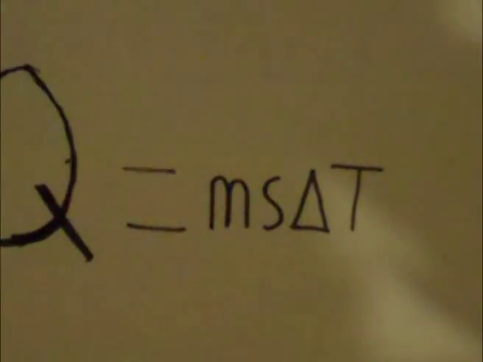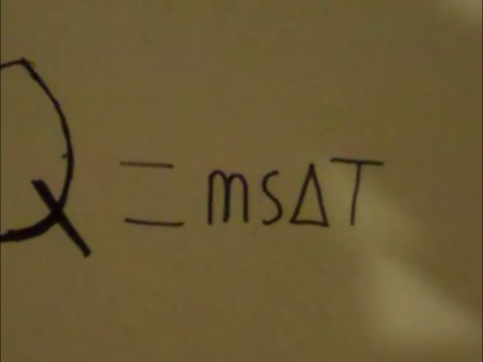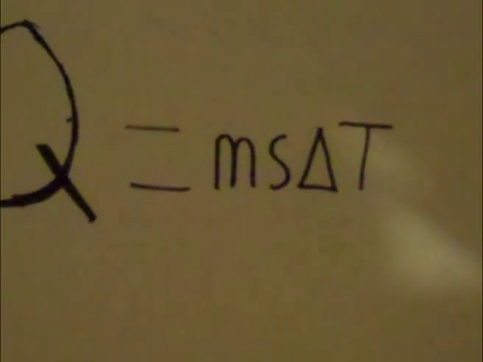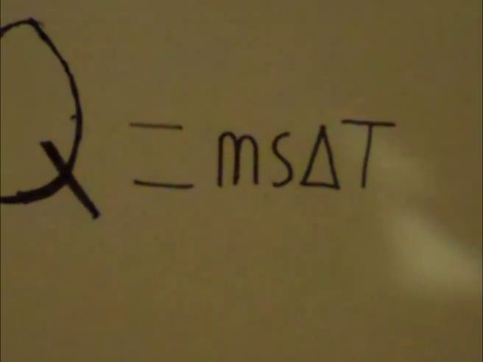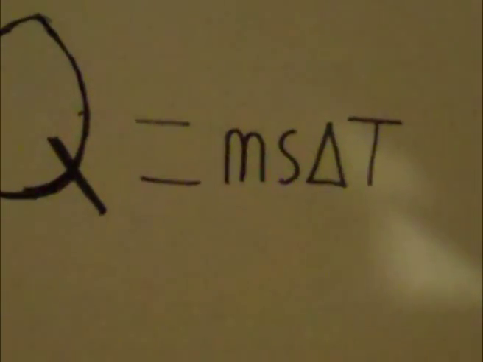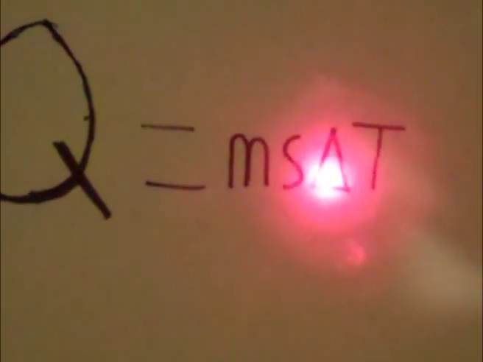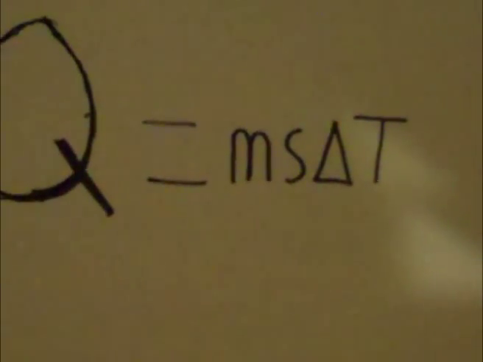Q in the equation stands for the energy measured in joules. M in the equation stands for mass measured in kilograms. S in the equation stands for specific heat measured in Celsius, and the change in temperature is also measured in Celsius.